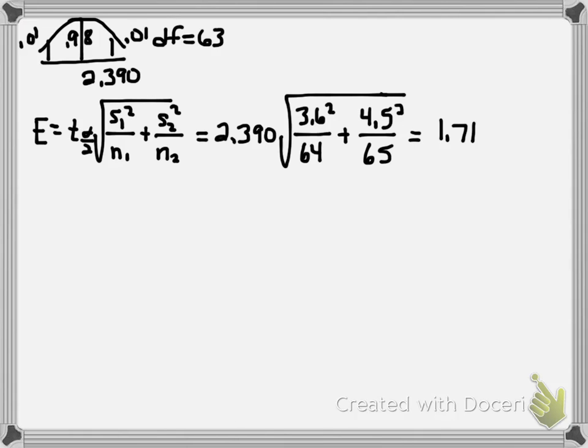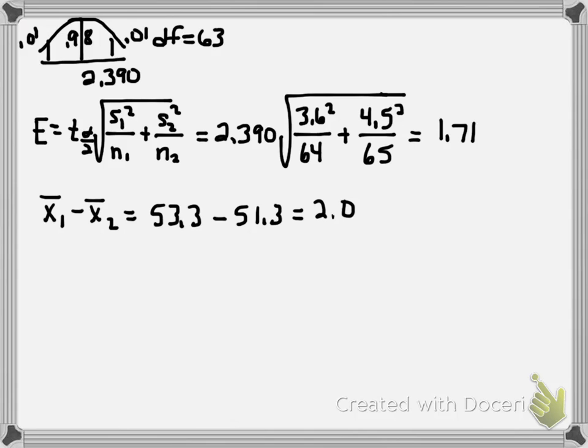Now we also need to find the difference in the sample means. So the first sample mean minus the second sample mean. The first sample mean is 53.3. The other sample mean is 51.3. So when we subtract, we have 2.0 or 2.